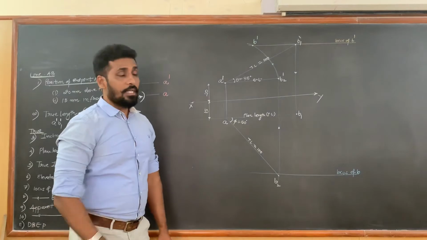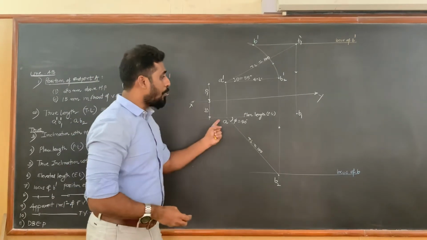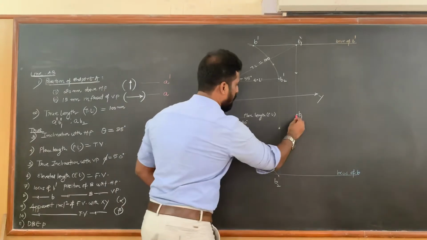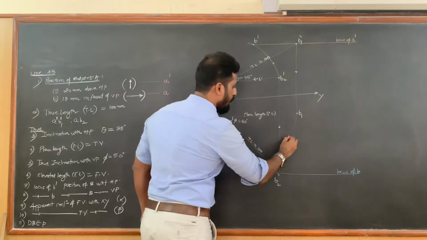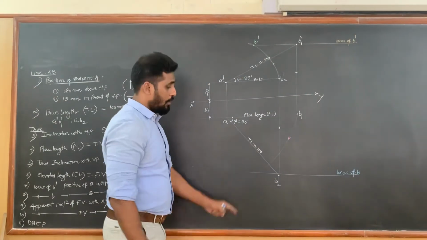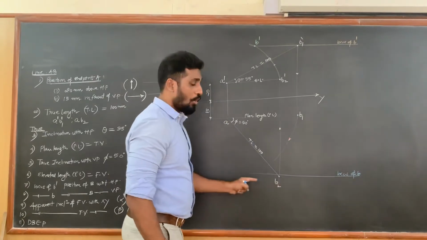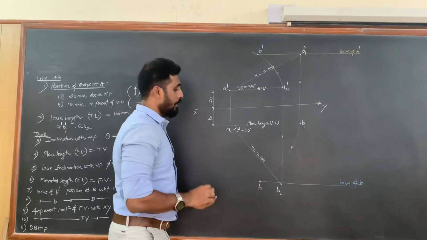Similarly, what you now further do is rotate the plan length A B1 so that it comes and intersects the locus of B. So this point is called B.